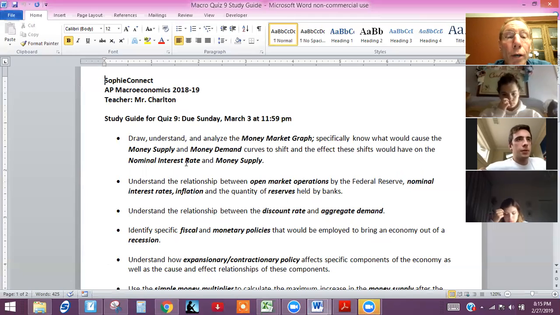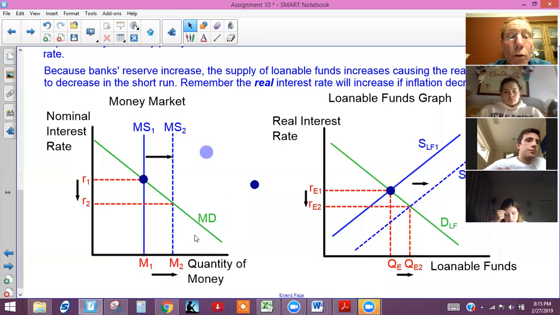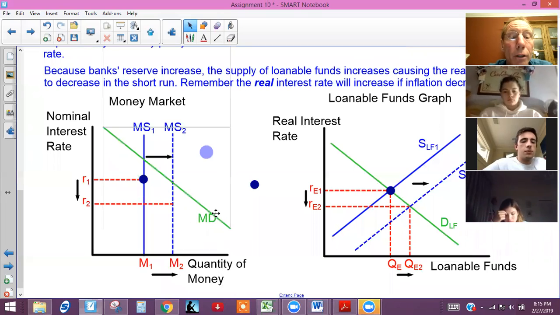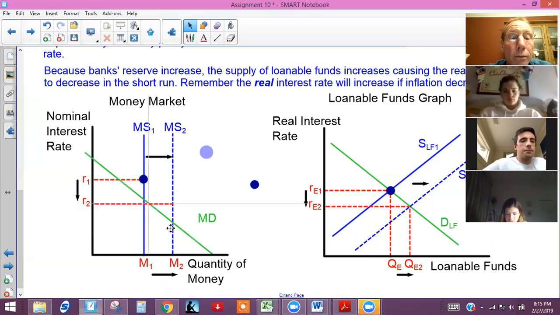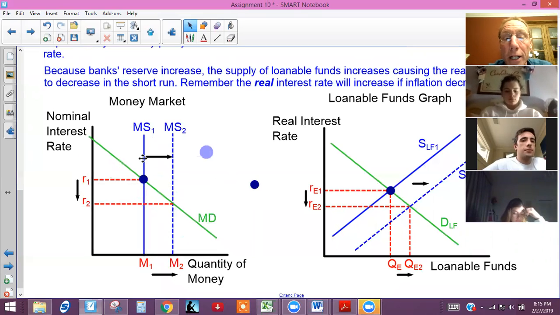Obviously, when we have any kind of a shift in these curves, and this is why it's so important to be able to draw them, isn't it? Because if I just look at the graph, it's very easy to see, well, if the money demand curve shifts out, then the interest rate goes up, right? If the money demand decreases, the interest rate goes down. If the money supply is increased and it shifts to the right, obviously the nominal interest rate goes down. And that's what expansionary monetary policy is.